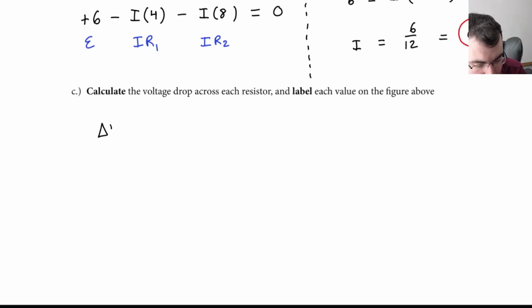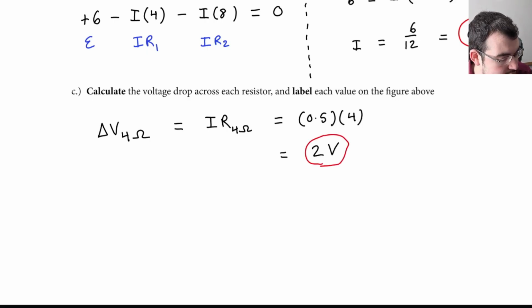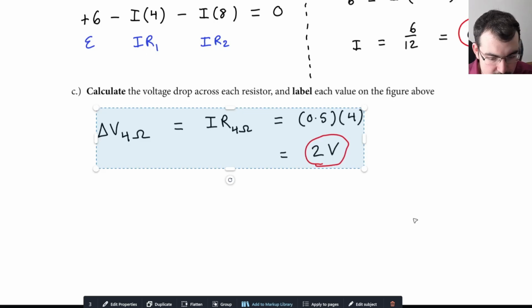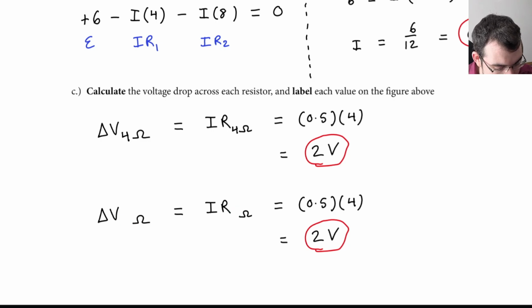So calculate the voltage drop across each resistor and label each value. Delta V across the 4 ohm is just going to be IR of the 4 ohm, which is just 0.5 amps times our 4 ohms, which is 2 volts. So that is our first voltage drop. And then, of course, we can just do some shameless copy pasting for the 8 ohm resistor. Same process. 8, 8, 8, and you get 4 volts.